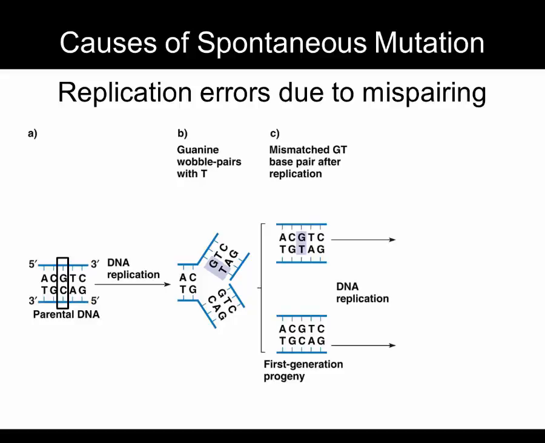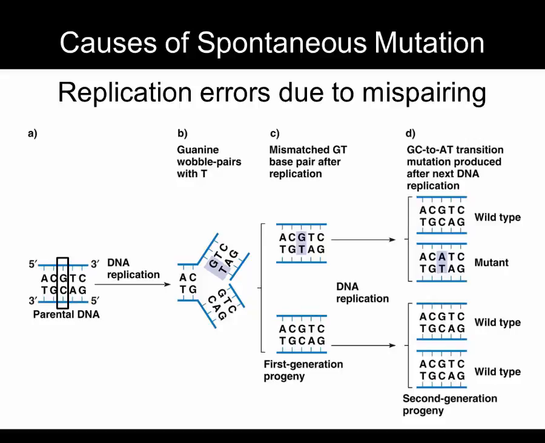By the time the daughter cells are ready for the next round of replication, the bases are most likely back to their common forms. So the G pairs with the C, and the T pairs with an A. After 2 rounds of replication, 3 cells are normal, and 1 has a mutation. But every time that one cell divides, the daughter cells will both have that mutation.